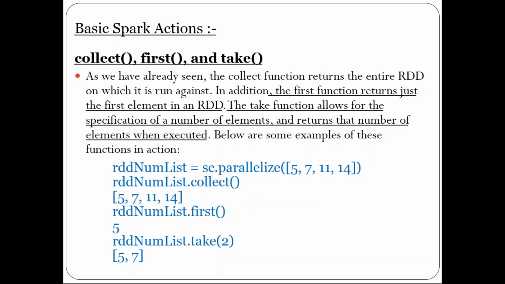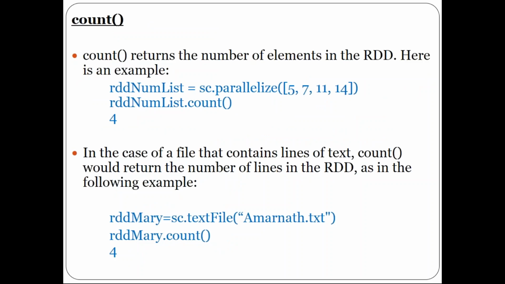Now the take function allows specification of the number of elements and returns that number of elements when executed. Below are some of the examples for this action. I don't want to waste time. If you collect, you'll get the whole data set. If you give first, you'll get the first element of the data set. If you give take of 2, it will take 1, 2, 3 or however many numbers you give. That is about the Spark actions. Okay, count returns the number of elements in the RDD.